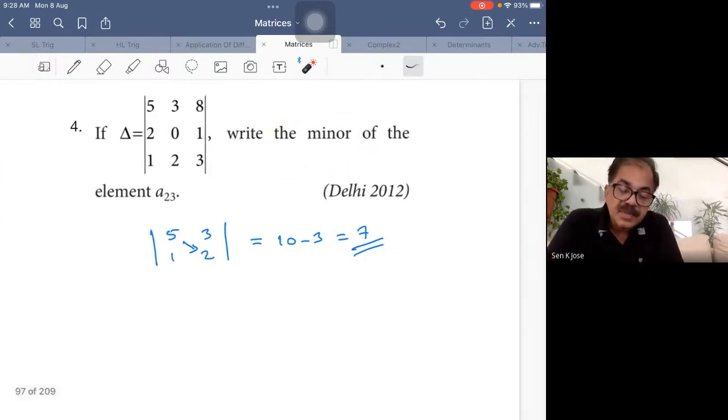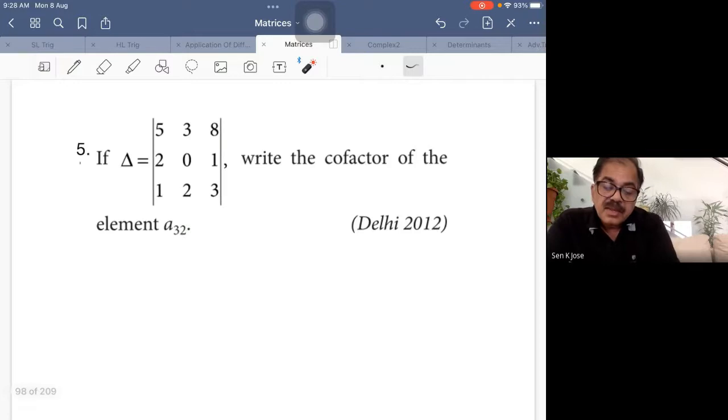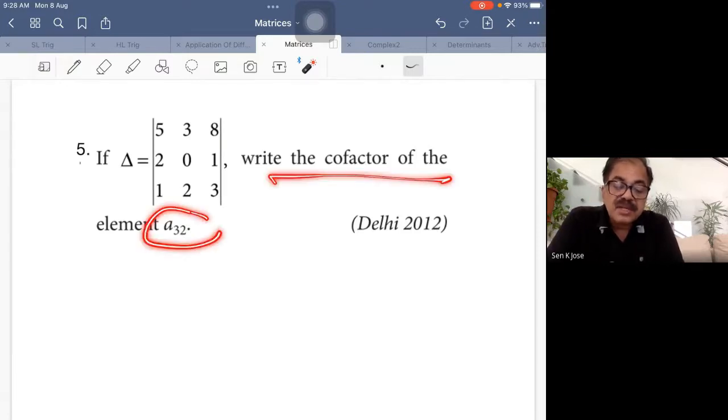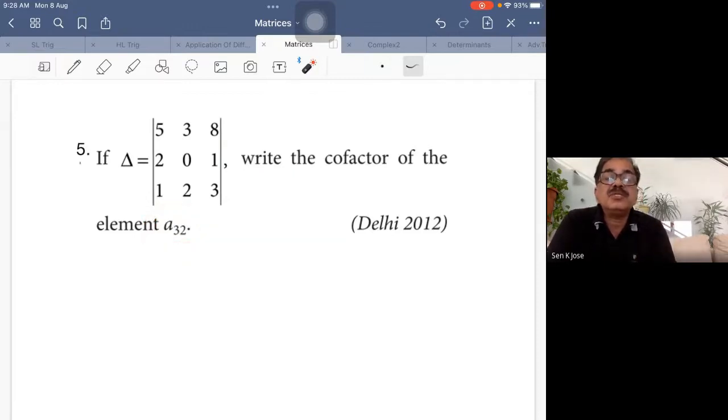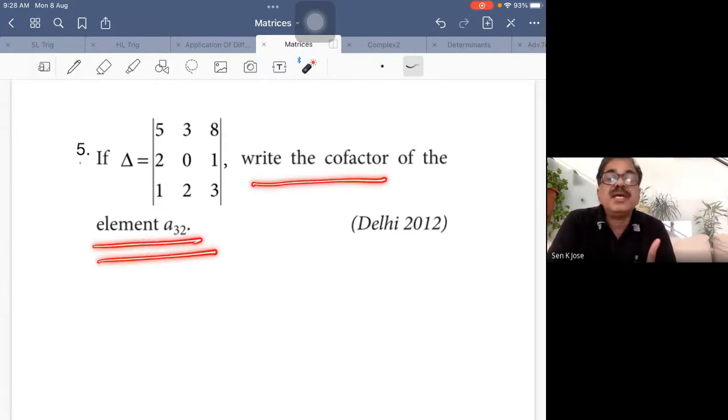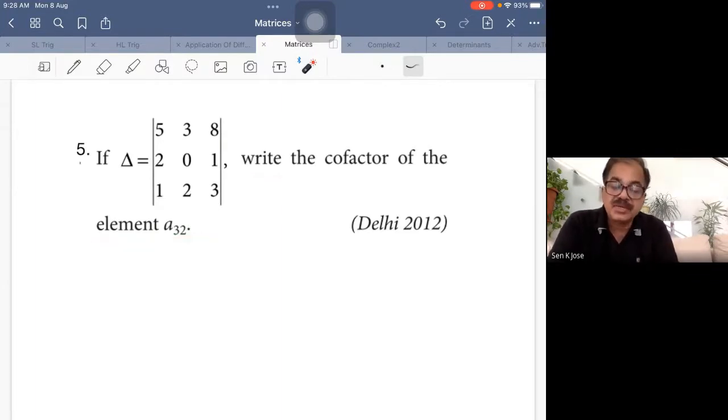We did that. Question 5. Find the cofactor of A32. You're going to do that yourself. It's the same question. Look at the question, copy it down. Take two minutes to do it yourself. So write the cofactor of the element A32. You can pause the video and then do that yourself. Okay.